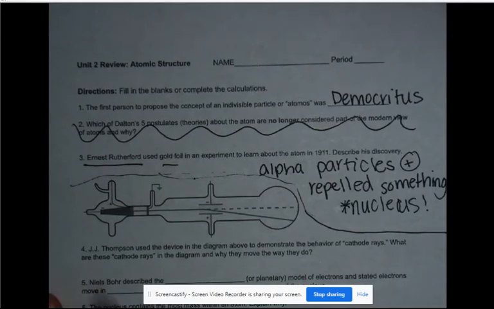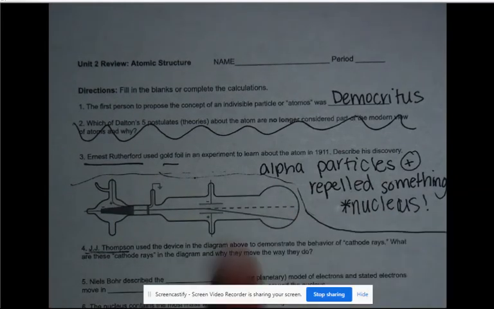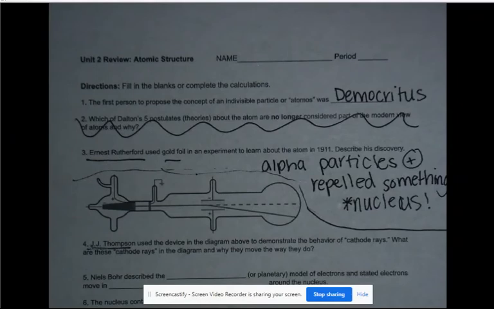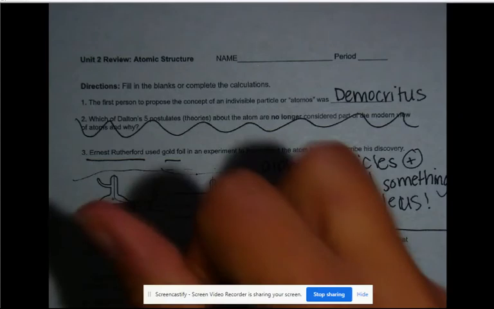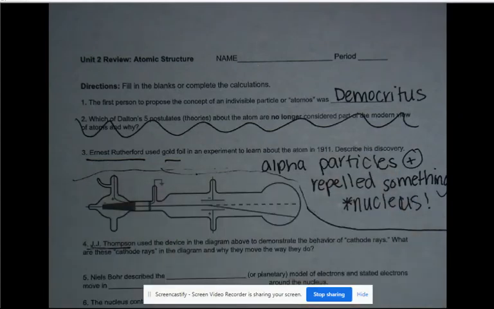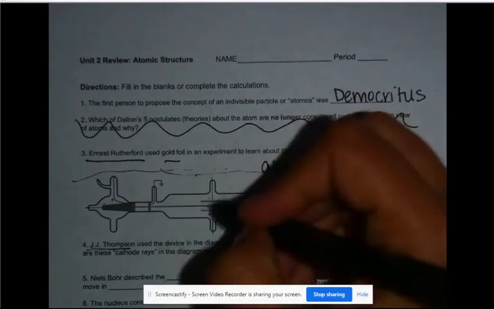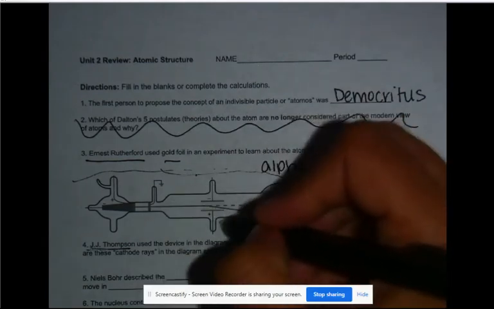J.J. Thomson is the other one. That's what the picture is related to. He used this device above, a cathode ray tube, to demonstrate the behavior of cathode rays. People still miss this question on the quiz, so I want to make sure we all get it. When you take the test tomorrow, it is not this picture. Look carefully, because the picture tomorrow has the positive at the top and the negative at the bottom.